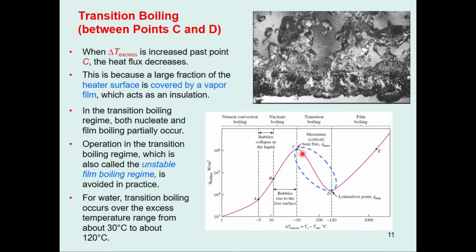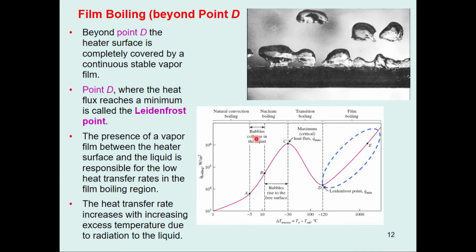So this is actually not a required phenomenon in actual operations. For example, in the case of water, the transition boiling occurs over the excess temperature range from 30 to 120 degrees centigrade, as you can see in this diagram. So this is a kind of the fourth regime, that is called the film boiling, as we have studied in the previous slide, that the film boiling is at the temperature delta T excess greater than 120 degrees centigrade.